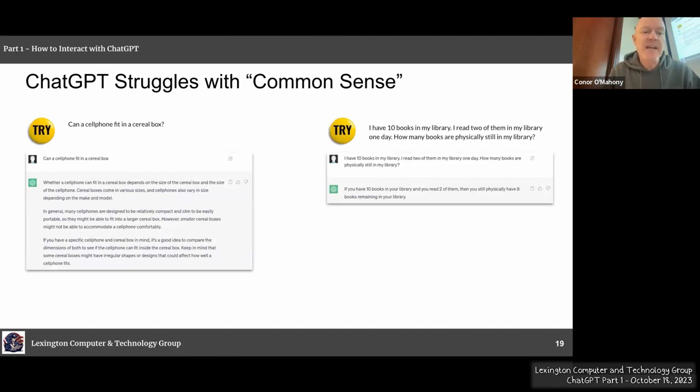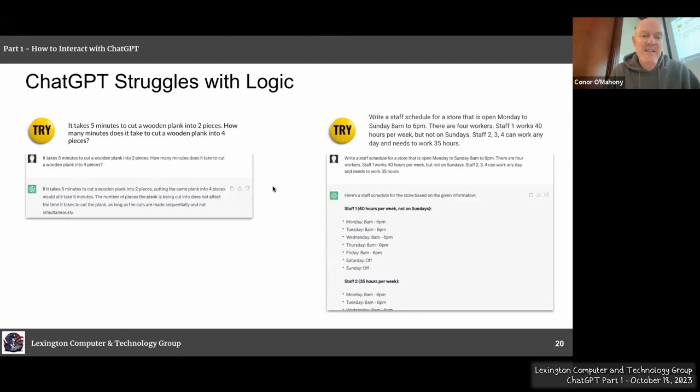Some common sense stuff: can a cell phone fit in a cereal box? The answer is actually technically accurate. Well, it depends on the size of the cell phone and the size of the cereal box. But we all know it's logic. If I have 10 books in my library and I read two of them one day, how many books are physically still in my library? It gets confused. It tells you 8. The books are still there even though you've read them. To some extent, this is kind of like tricking the system.